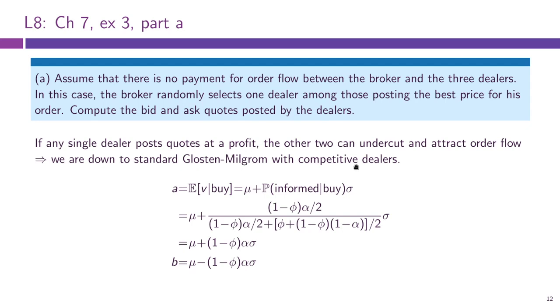Let's apply the Glosten-Milgrom model. Our ask price will be exactly the expected value of V conditional on the order being a buy order. If the order comes from the uninformed, then this value V is equal to mu. If the order comes from an informed trader, then V is equal to mu plus sigma, because the informed trader only wants to buy if V is high, so if V is equal to mu plus sigma, right? Which means that we can write this expectation in this form: mu plus sigma times the probability that the order comes from the informed trader.